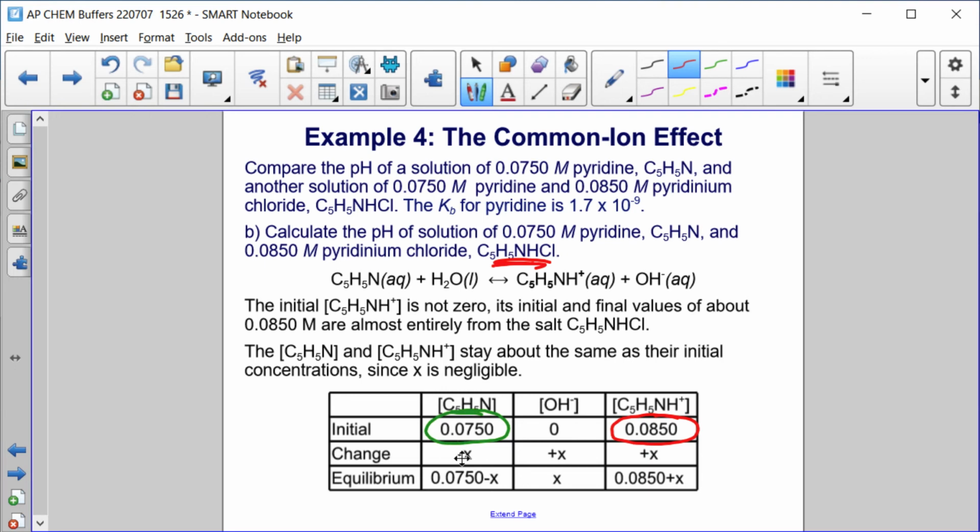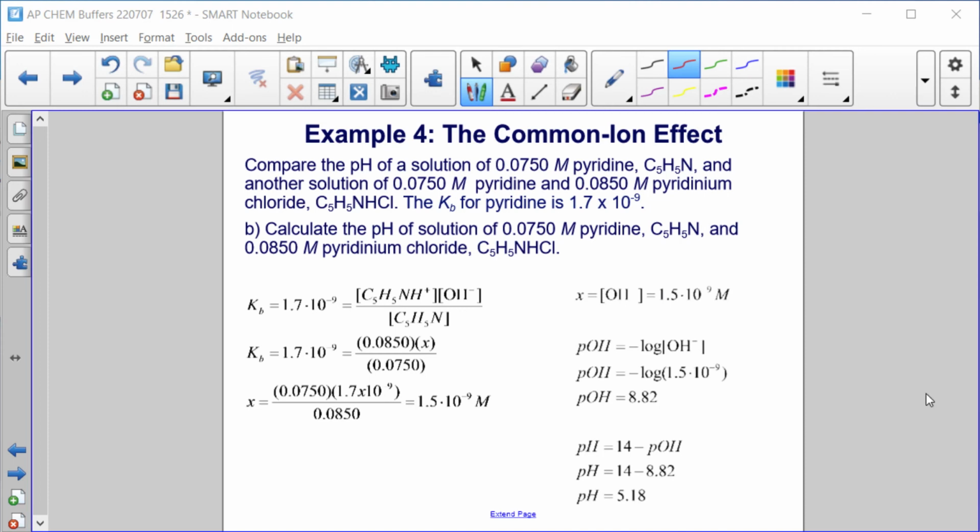Of course, we have our change as this pyridine does dissociate some into OH and C5H5NH plus for our equilibrium concentrations. Now remember, this change with respect to the initial concentration is very, very small. So the concentrations of C5H5N and C5H5NH plus stay about the same as their initial concentrations, since X is negligible compared to the initial concentration. So we'll see that we can ignore that in our calculations in the next slide.